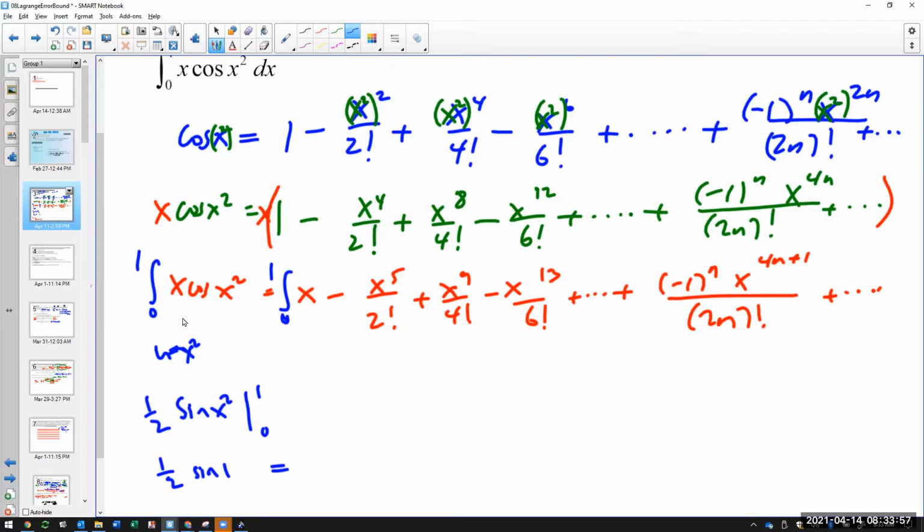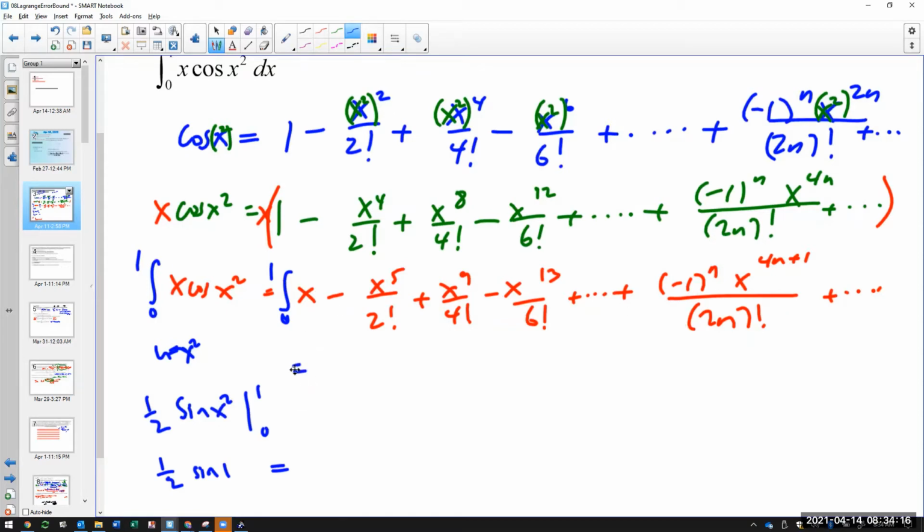Just being able to estimate this with a polynomial, because who in the world knows what sine of 1 is? Okay, we don't know what sine of 1 is. You'd have to use a calculator to figure that out. But I can estimate it by taking the antiderivative and putting ones in. And let's go ahead and do that then.